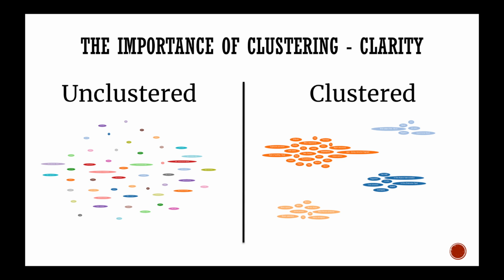Something else that is important is the visualization aspect of clustering, and as you can see, comparing the unclustered versus clustered version, in the unclustered version, it's very hard to tell which words are related to which. But in the clustered version, you are able to see each independent subgroup, and you're able to see which word is in the middle.